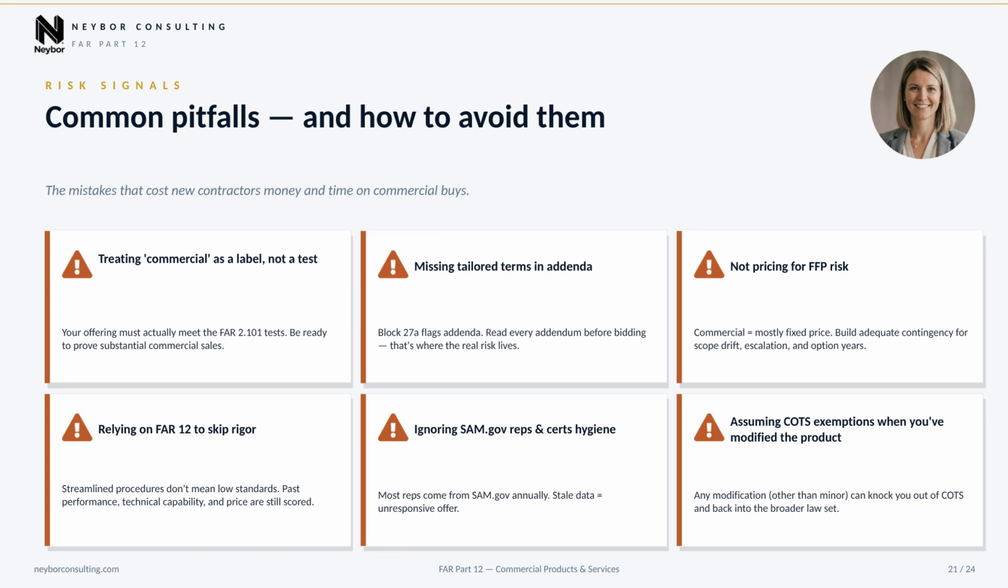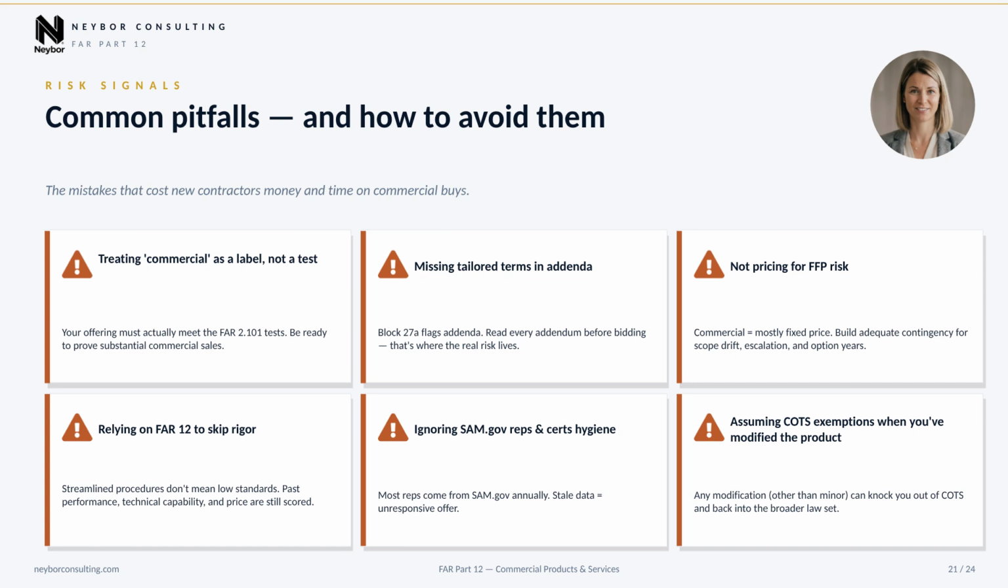6 pitfalls we see again and again. Please avoid them. 1. Treating commercial as a label rather than a test. Your offering must actually meet the FAR 2.101 tests, and you must be able to prove substantial commercial sales. 2. Missing tailored terms hidden in addenda. Block 27A of the SF 1449 flags whether addenda are attached. Read every one before bidding because that is where the real risk lives.